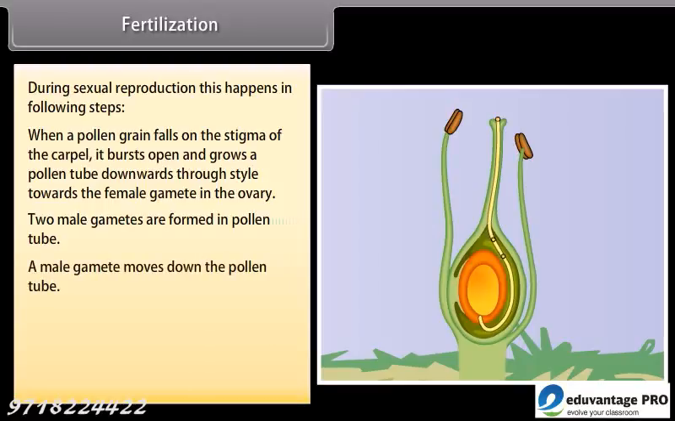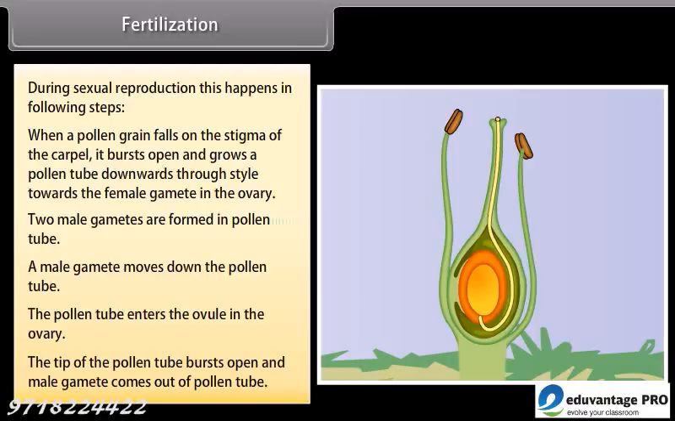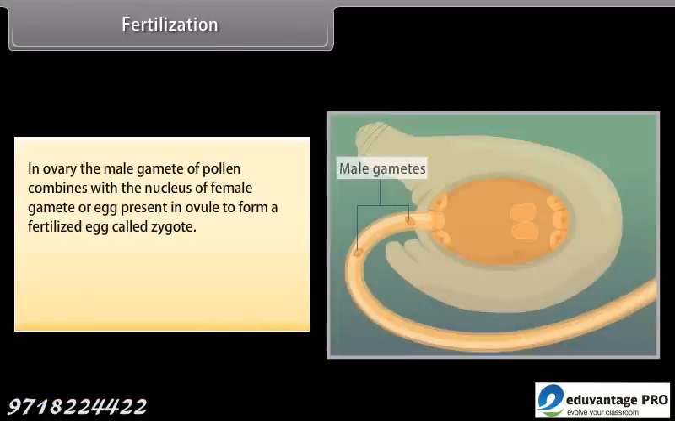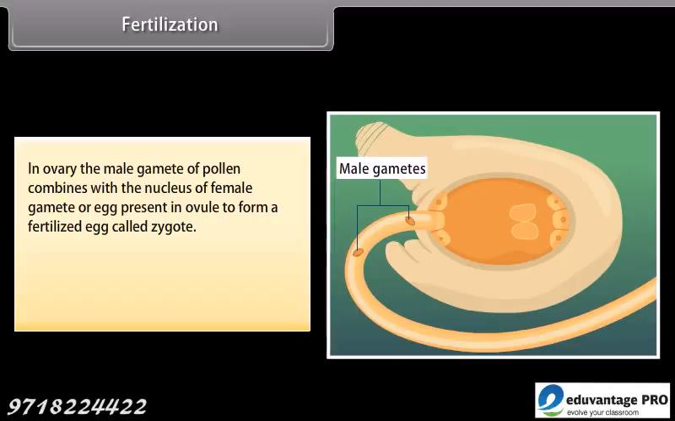A male gamete moves down the pollen tube. The pollen tube enters the ovule in the ovary. The tip of the pollen tube bursts open and the male gamete comes out of the pollen tube. In the ovary, the male gamete of the pollen combines with the nucleus of the female gamete or egg present in the ovule to form a fertilized egg called a zygote.